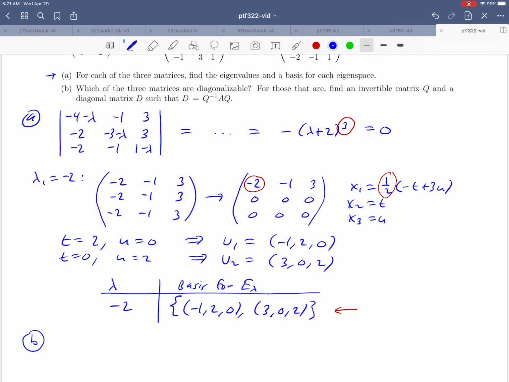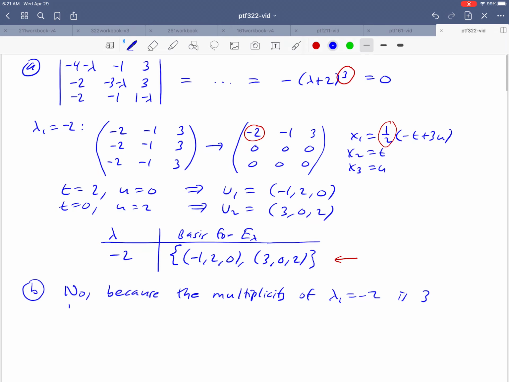All right, so let's see if we can put that into words here. So the multiplicity of lambda 1 equals negative 2 is 3. But the dimension is 2. And that tells us that our matrix is not diagonalizable.